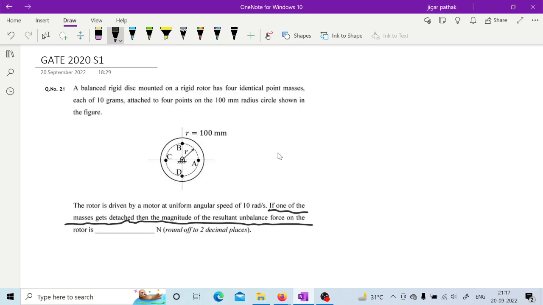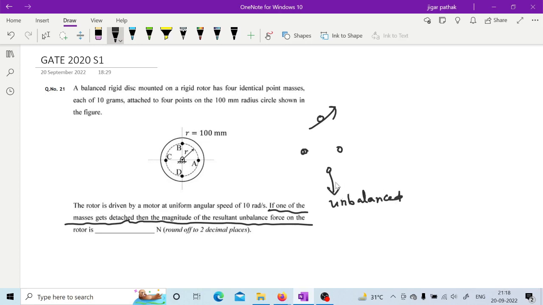So if one of them is going to be detached, see, there are four masses, right? So if one of them is going to get detached, then this will be the unbalanced one, because the other two will still balance each other, right? Are you getting me? Yes, sir. If one is going to get detached, then the other two will still balance each other. This one is going to be unbalanced. Are you getting me? Yes, sir. Right?